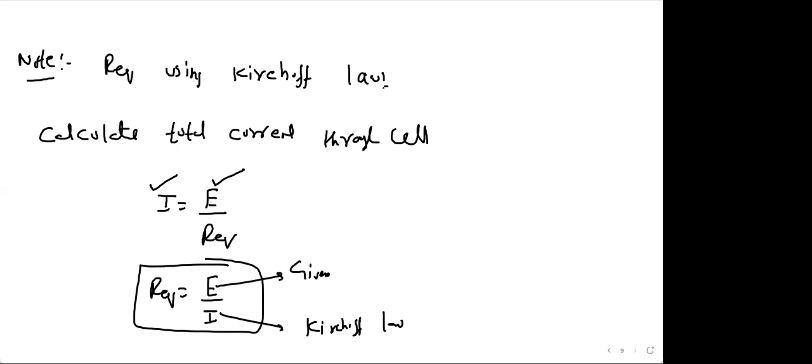The circuit is. So can I change the slide? Yes, sir. There is one very interesting circuit in NCERT. So the circuit is this circuit.